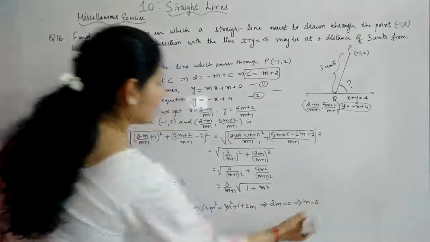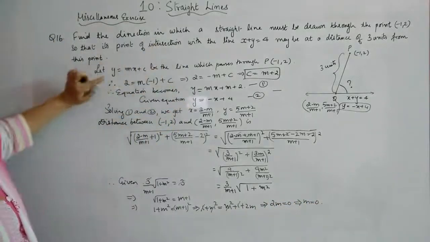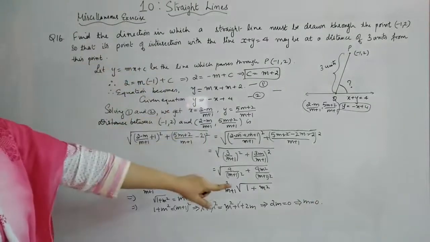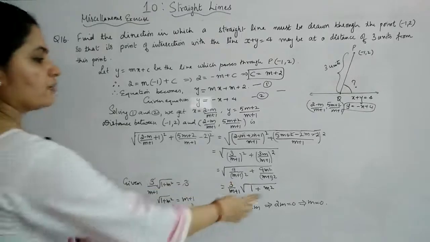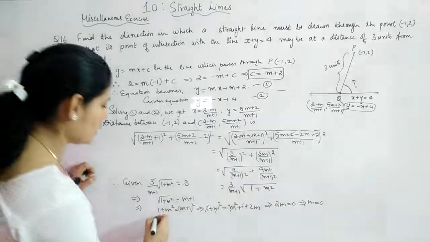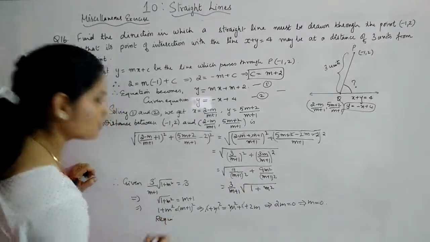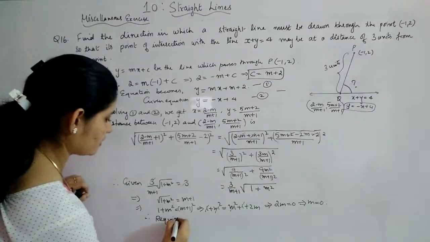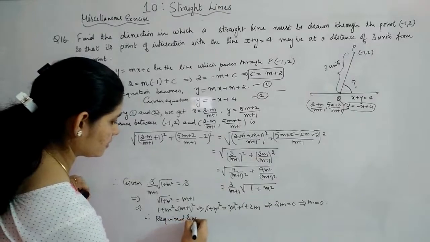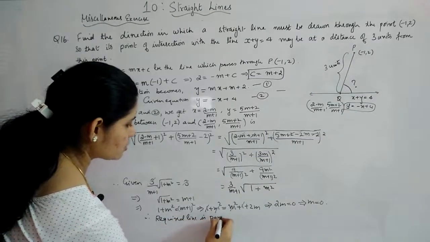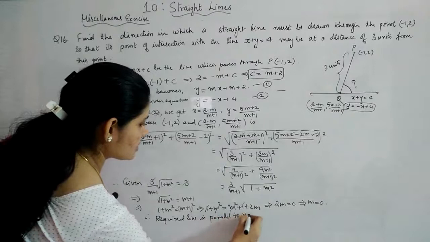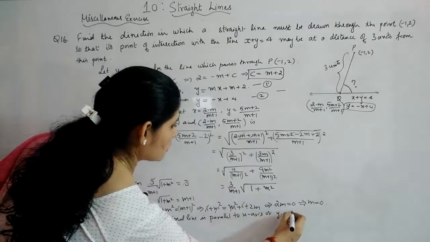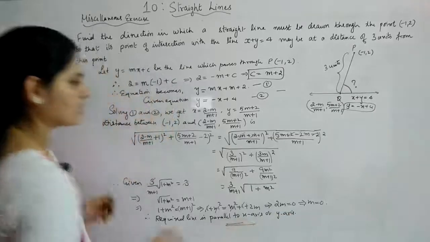Now what do you mean by m? M was in the equation which you have taken, y is equal to mx plus c, m is acting as the slope. So you are getting that the slope is 0. So the meaning that slope is 0 is the required line is either parallel to x-axis or parallel to y-axis. Parallel to x-axis or parallel to y-axis. Okay.